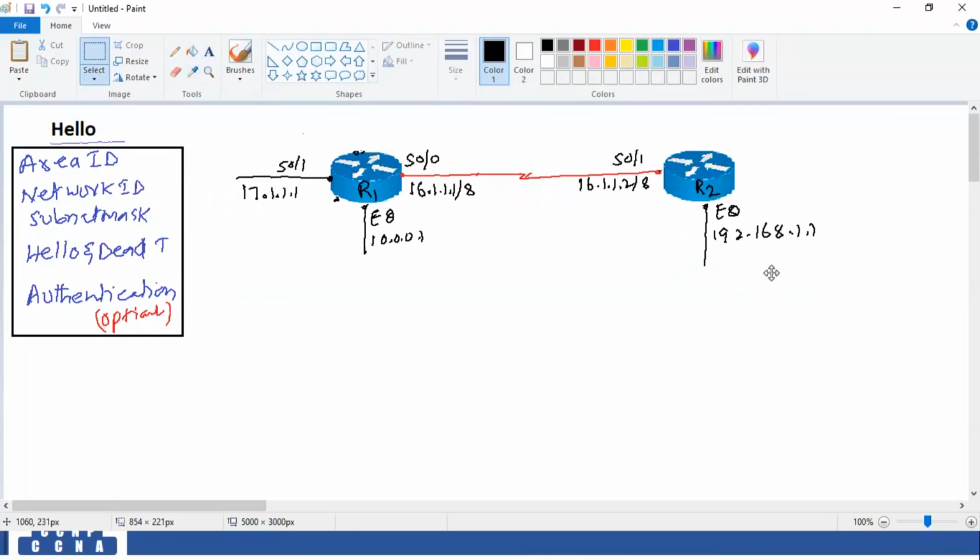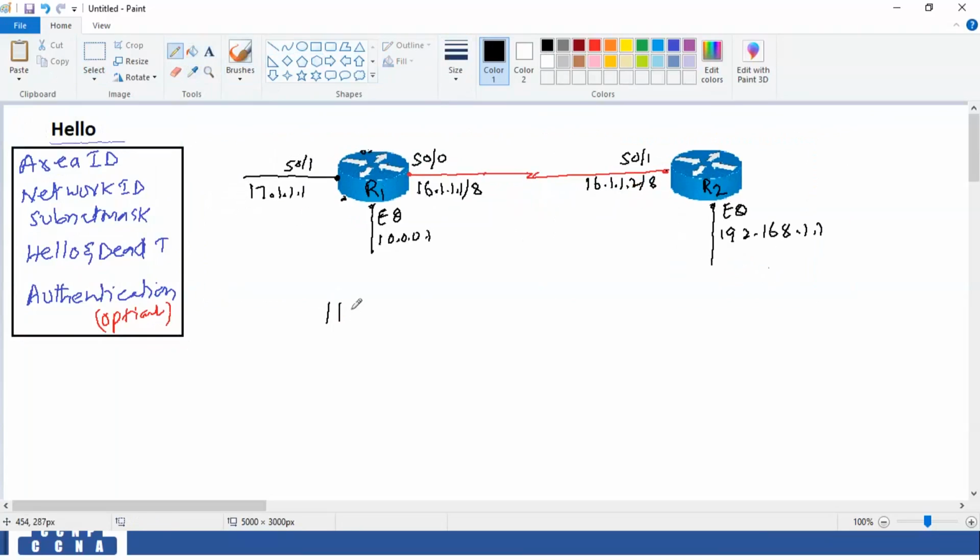Now let us check the hello packets between R1 and R2. Tell me the R1 hello packet parameters. What is the first parameter? Area ID. Default area ID is 0. Network ID: the network ID of the common link between R1 and R2. Which link is the common link? 16.1.1.1, so the network ID is 16.0.0.0. Subnet mask?